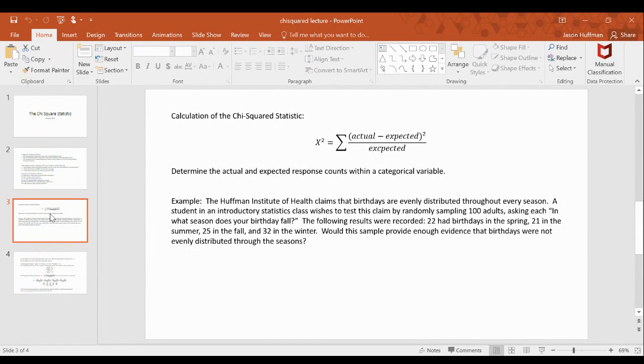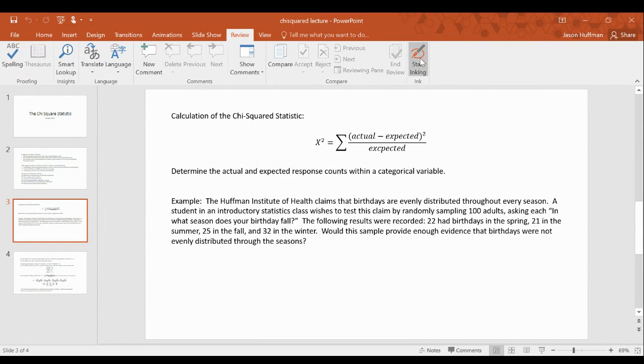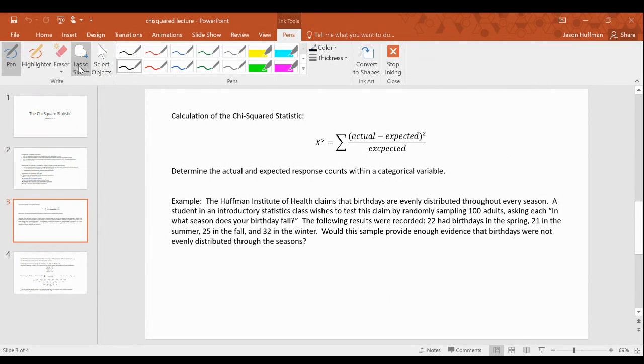Here is our formula for calculating the chi-squared statistic. Just keep in mind what that symbol means. That means summation, so we're going to take a bunch of things and add them together. The formula here is actual count minus expected count, squared, divided by expected count. And we're going to do this a number of times depending on the different responses that we might have within a categorical variable.